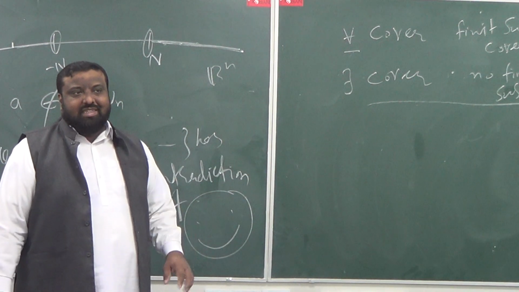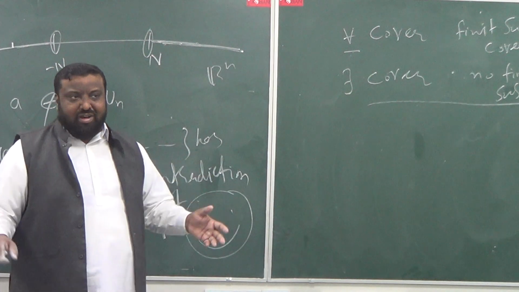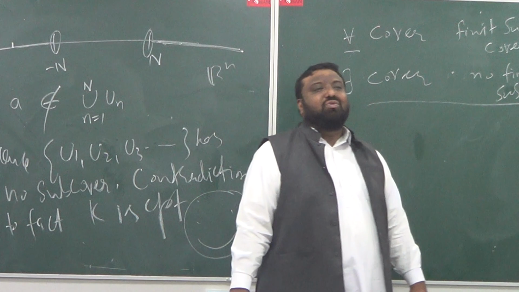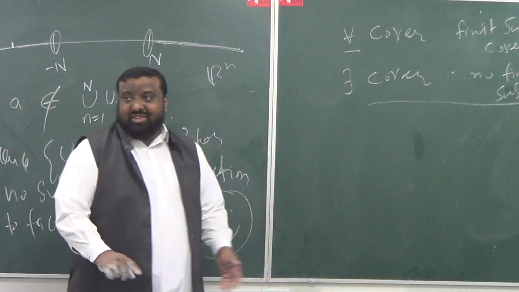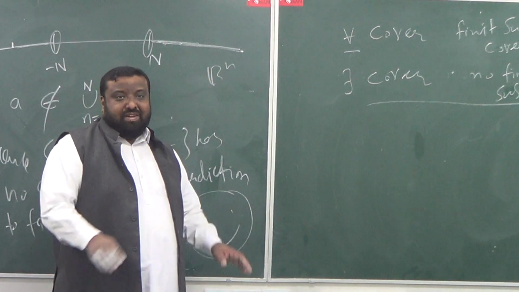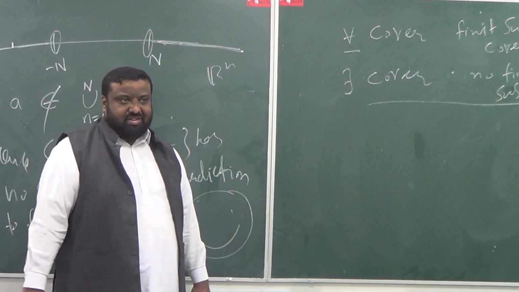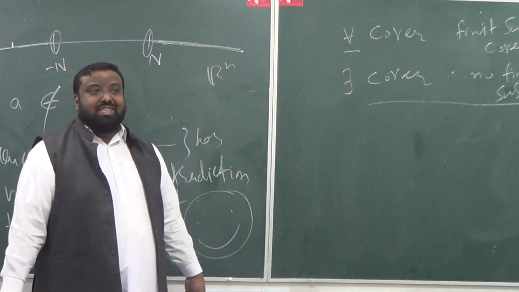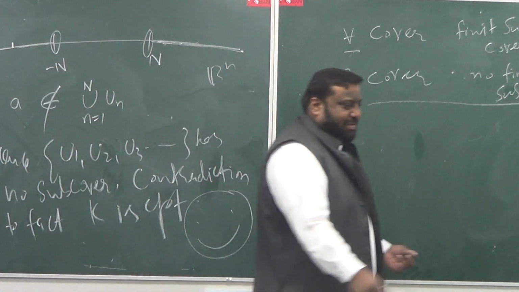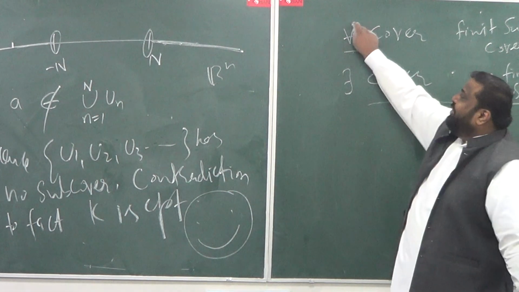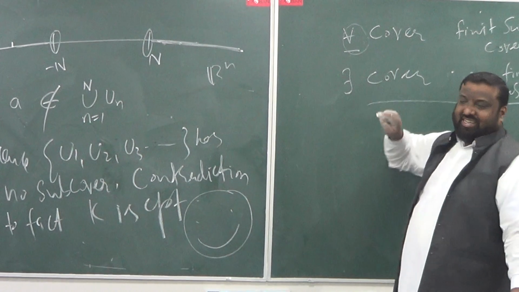Since that collection, the O alphas that we were taking, was an arbitrary collection, we need to prove that for the closed interval A to B, for every arbitrary open cover, we have a finite subcover. So this arbitrariness will be missing if you choose one particular cover. Okay, so these things are important. Take care of it.